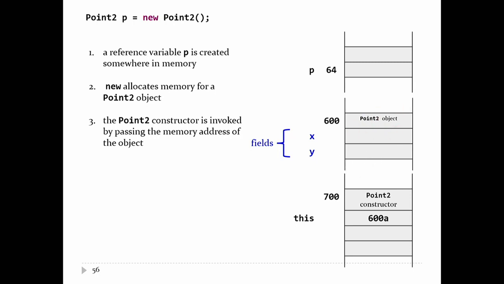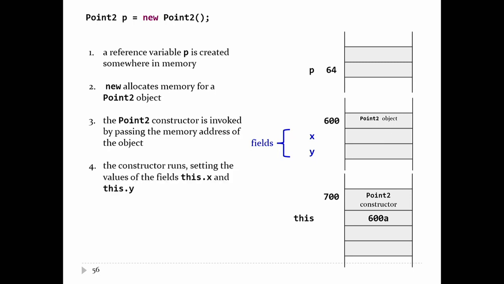The way it works in Java is every constructor automatically gets a parameter called this. The value of this automatically gets filled in with the address of the object that was created by new. So the constructor starts to run, it gets a parameter called this, and its value is 600A. Now the constructor knows, oh, I have to fill in the object at address 600.